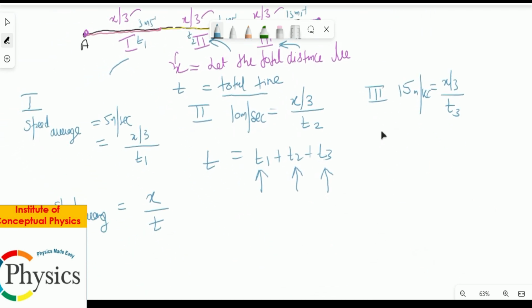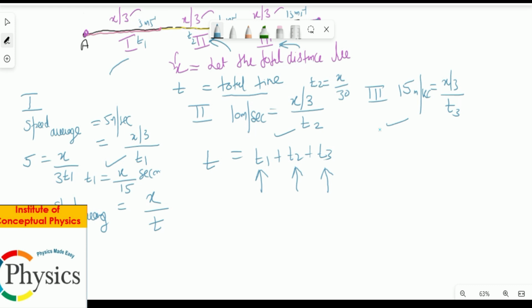With the help of these three equations, let's calculate t1, t2 and t3. If I put 5 equal to x/3 divided by t1, then t1 will be equal to x upon 15 seconds. If I calculate t2 here, t2 will become x by 30.